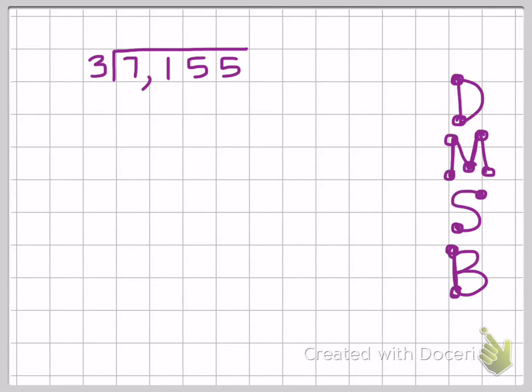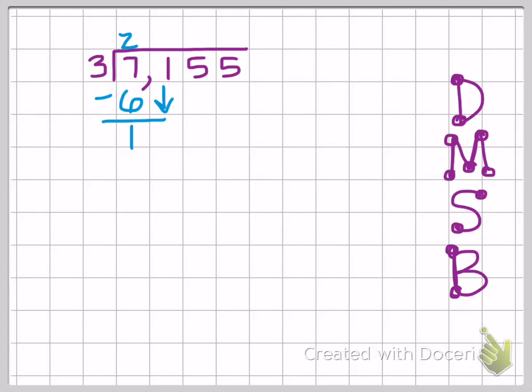Okay, let's check it. First, we start with the 7 and do 7 divided by 3. How many 3's are in 7? Well, I know that that is 2, because if I put 3, that would be 9, and it would be too much. So now I multiply 2 times 3. 2 times 3 is 6. Next I subtract. 7 minus 6 is 1.